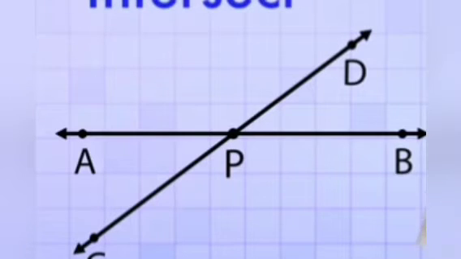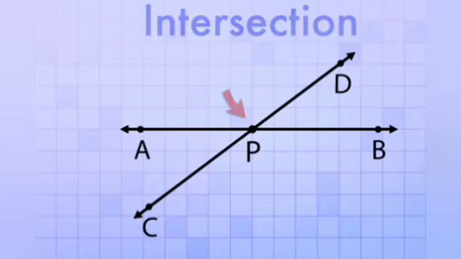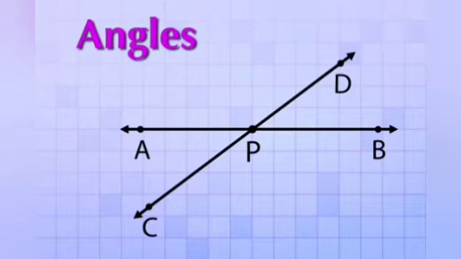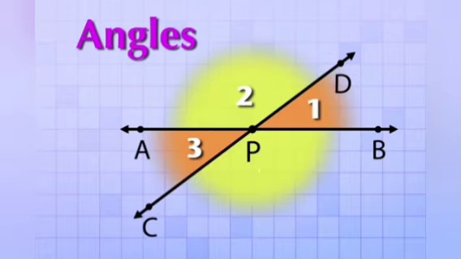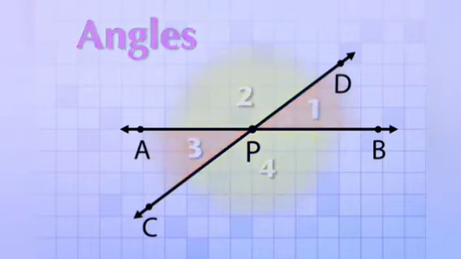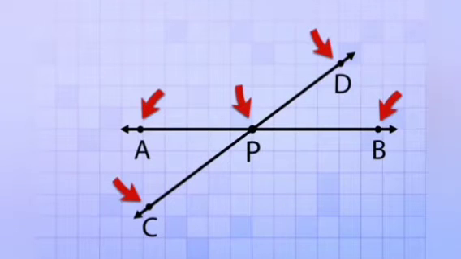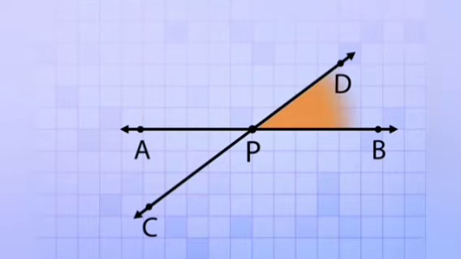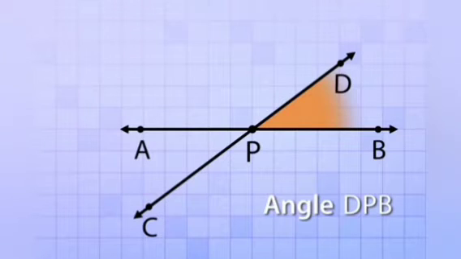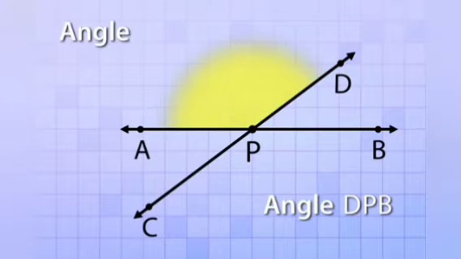When lines cross at a point, we say that they intersect, and the point is called an intersection. When lines cross at a point, they form angles. So, you have angles that are formed between the spaces. Call them 1, 2, 3, and 4. But instead of calling them 1, 2, 3, and 4, in geometry, we name them by the points used to make them. For example, this angle here is called DPB, because if you trace along these points, it forms that angle.